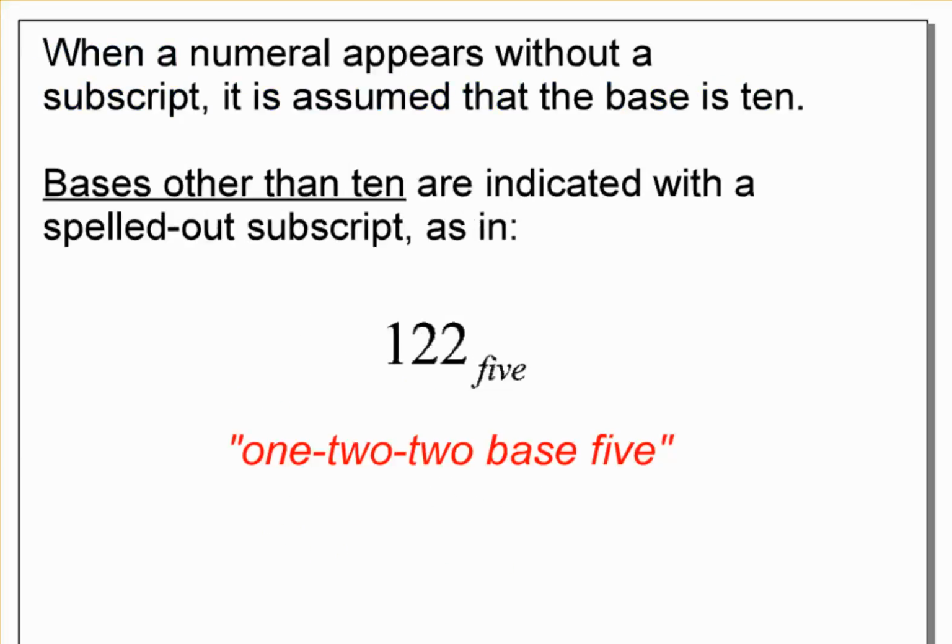So the first thing to get in our notes is that when a numeral appears without a subscript, it is assumed that the base is 10. When you see the number 73, you can assume it represents 73 things the way we're used to seeing it. Bases other than 10 are indicated with a spelled out subscript. So 122 base 5, and we'll talk about what that means.